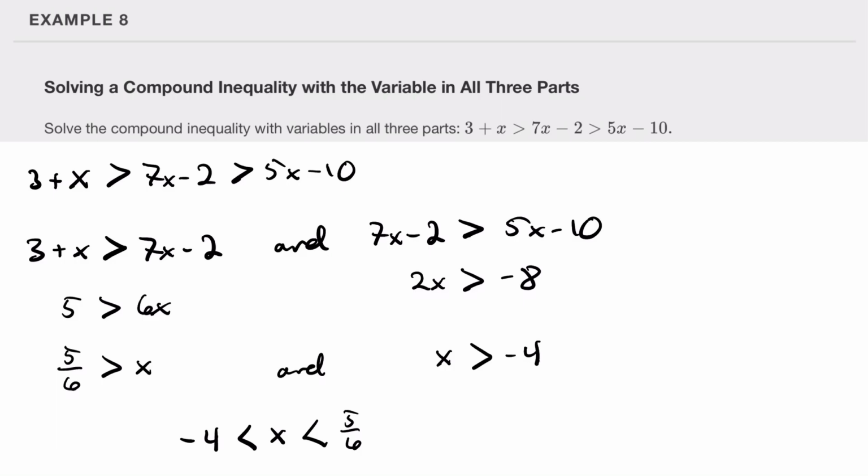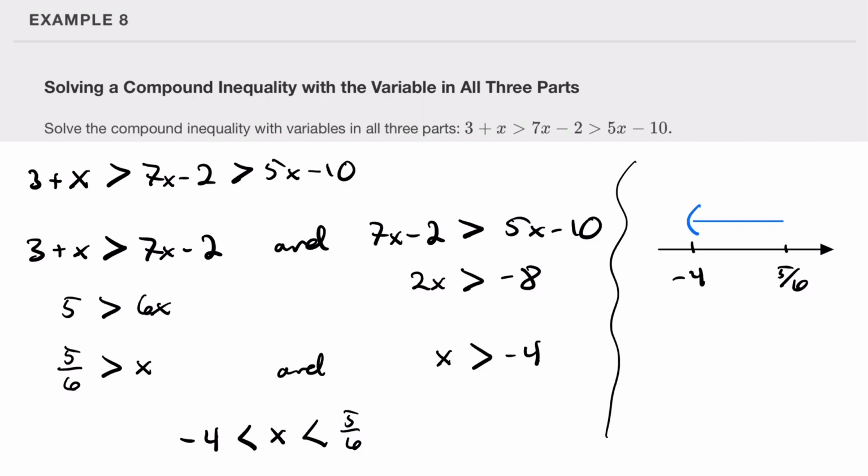And then we can put this in interval notation. And we can check it as well. So say here's our negative 4, here's our 5 over 6. We want pretty much the numbers between these guys, but we don't include those endpoints, so they get parentheses. So then we're talking about the numbers from negative 4 to 5 over 6 in parentheses.